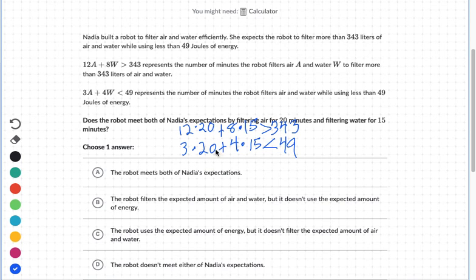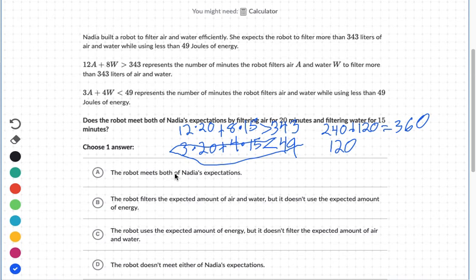And so if we plug that in, on the top we get 240 plus 80 plus 120, 240 plus 120. And that gives us 360, so we're good there, right? We surpassed the 343. 3 times 20 is 60. And 4 times 15 is 60 as well. So that's going to be 120. So this one is not going to work.